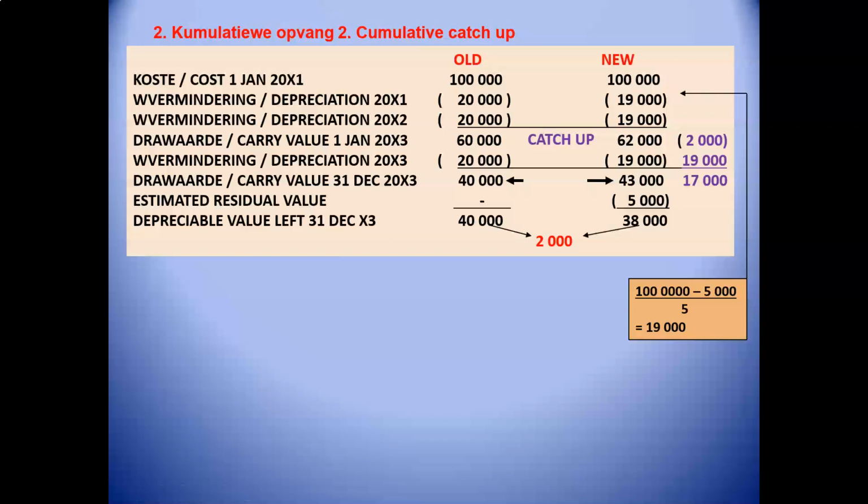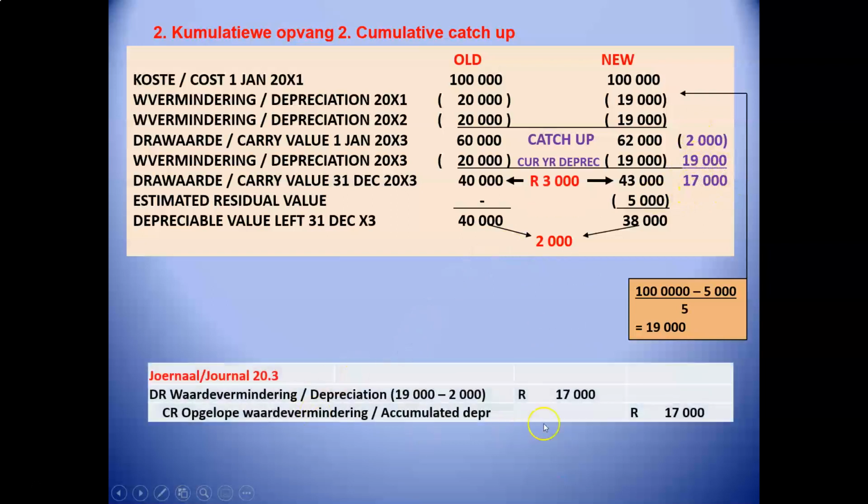So remember, what did we do? We debit accumulated depreciation. We credit the expense account, depreciation, 2,000 rand. Our depreciation for the current year is still 19,000 rand. So what are we going to do when we pass that entry? We're going to debit depreciation charge, 19,000 rand, and credit our accumulated depreciation, 19,000 rand. So what is the net impact of our entry? The net impact is that our depreciation is going to be debited with 17,000 rand, and our accumulated depreciation is going to be credited with 17,000 rand. If you have passed this entry in two entries, it is 100% correct, because then you have accounted for the catch-up and for the current year's depreciation separately.